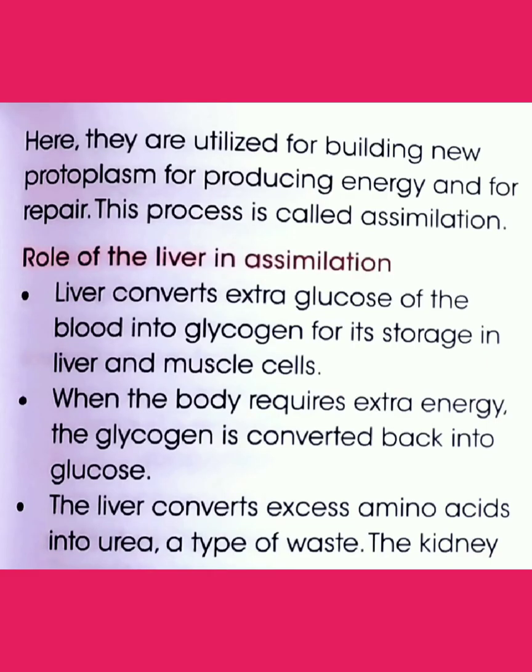Now let's read the role of the liver in assimilation. When there is extra glucose in our blood, the liver converts that extra glucose into glycogen. So the glucose remains stored in the liver or muscle cells in the form of glycogen. And when our body requires extra energy, that glycogen is again converted back into glucose.